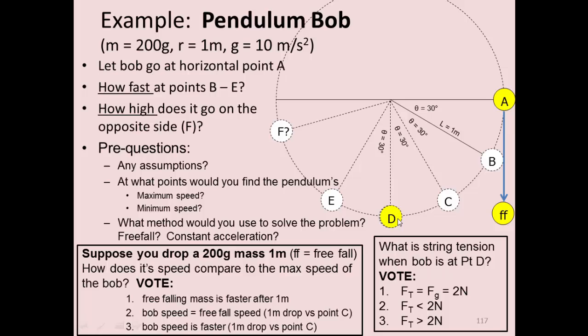Another good question you could think about is, what about the tension in the string when we're at point D? What's the tension in the string going to be? And you might want to start, before you answer this question, by drawing a free body diagram at point D and working out the forces at point D. I'll tell you right now, the force due to gravity on this is going to be 200 grams, 0.2 kilograms, times 10 meters per second squared, or 2 newtons.